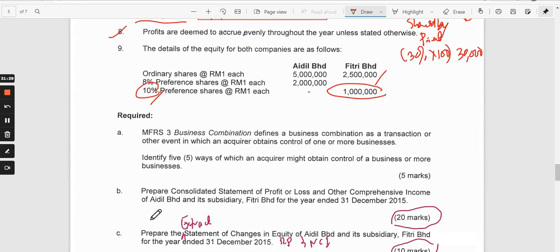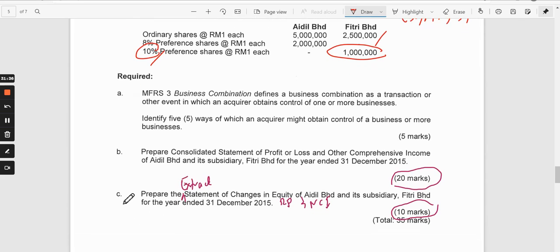So let's look at the requirement. We'll be doing that in our next video, the preparation of the extract of the consolidated statement of changes in equity. This video only discusses the workings. So we'll see you there in the next video.